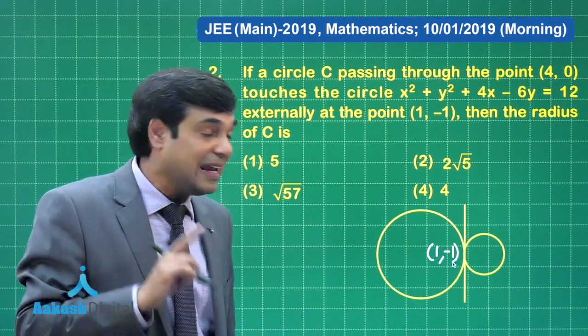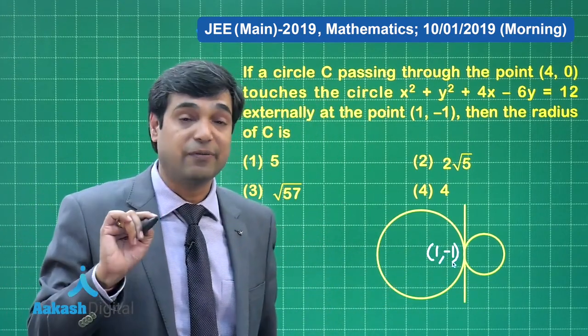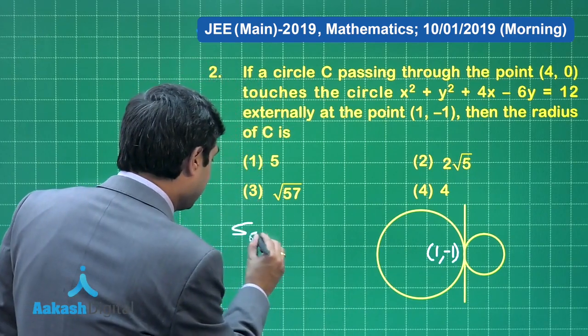So first, what do we need? The equation of the tangent for the given circle at 1, minus 1. So let's start this question.